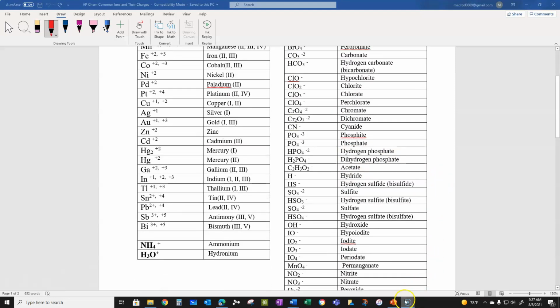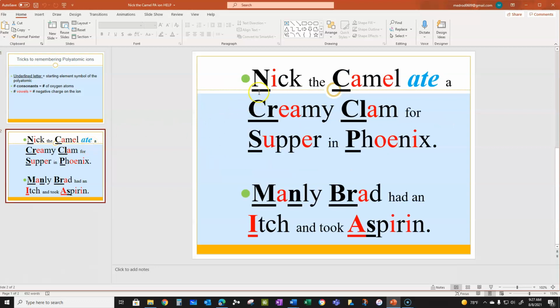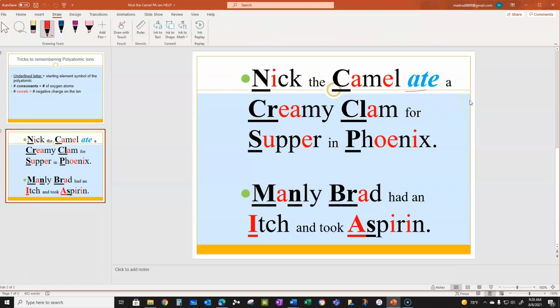Okay, so a paper that I gave you, I like to call it Nick the Camel. Okay, so here is the tricks on how to use it. Nick the Camel, some of these letters are underlined, some are in a different color, and notice the vowels are a different color, the I, A, E, U, O, those are all in red. And then you see this word ATE, that's in blue. All of these tricks work for polyatomics that end in ATE.